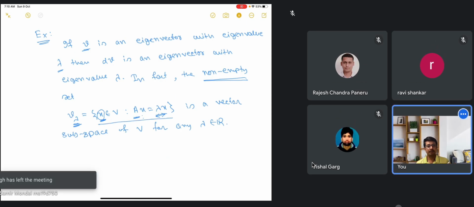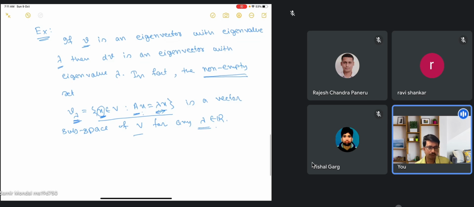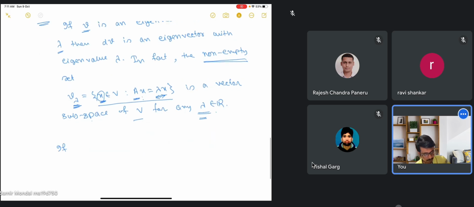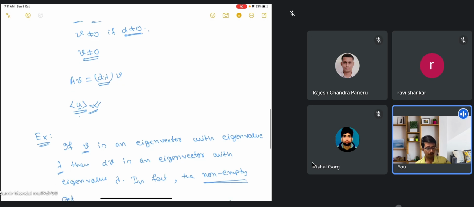We are collecting all vectors such that Ax equals lambda x, and this will form a vector subspace of V for any lambda in R. If lambda is not an eigenvalue, it will also form a subspace, because we will get only x equal to 0. If lambda is an eigenvalue, then we are done, because we already know this is a subspace.